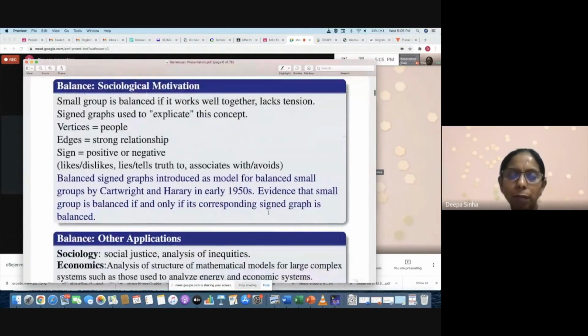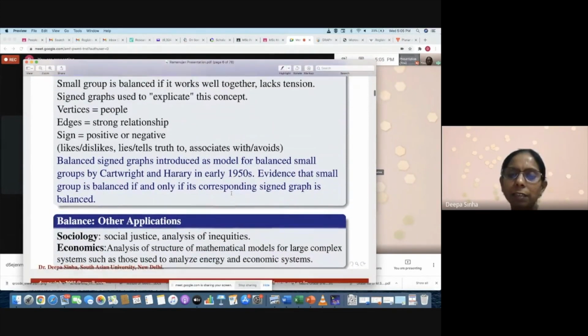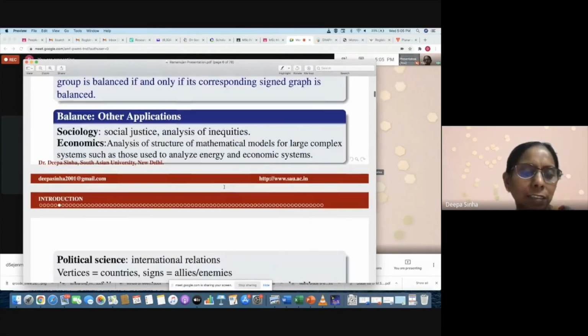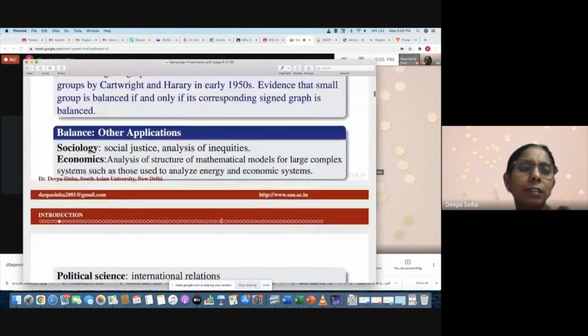The balanced signed graph was introduced as a model for balancing small groups by Cartwright and Harary in the 1950s, and it is evident that a small group is balanced if and only if its corresponding signed graph is balanced. A small group is balanced if and only if its corresponding cycles are balanced. Why is it said so? Because there is a characterization given by Harary. I will come to that, it is here only.